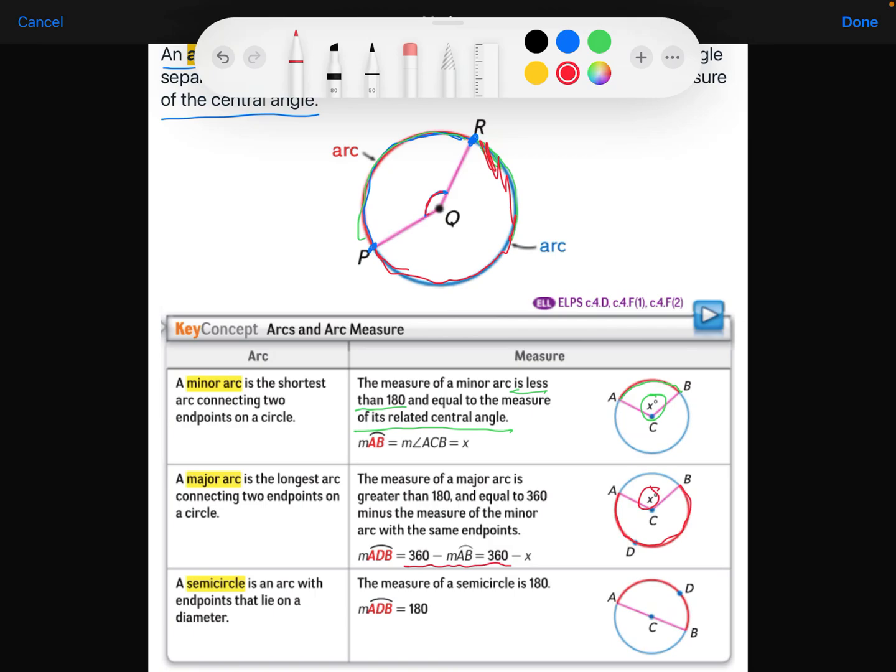Lastly, we have a semicircle. A semicircle is an arc with endpoints that lie on the diameter. If the endpoints lie on the diameter, that means it splits the circle into two equal parts. With a total of 360 degrees, 360 divided by 2, the measure is just going to be 180. So each arc in a semicircle is going to be equal to 180 degrees.